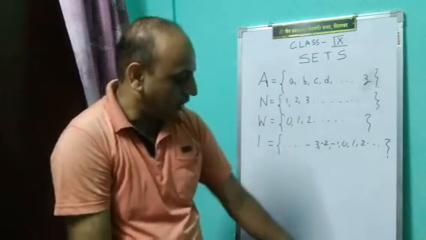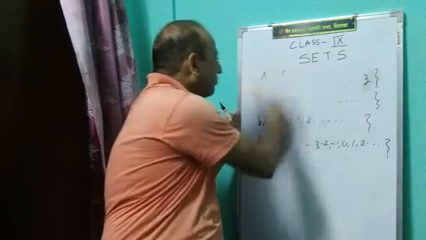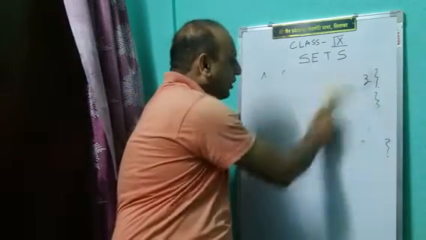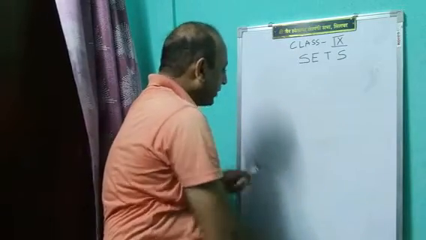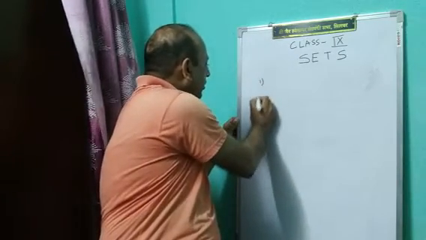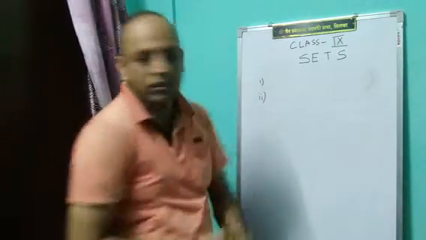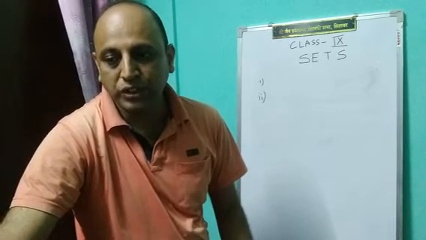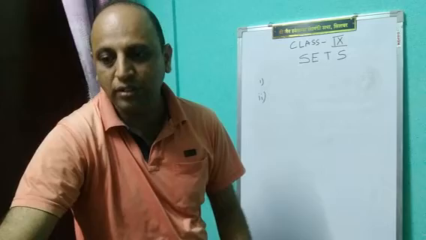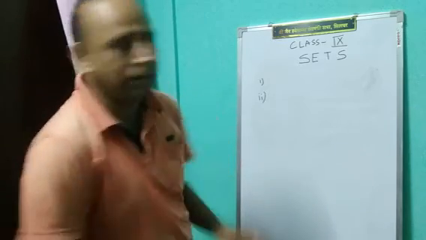There are two methods of writing set. Number one is listing method or roster method, as we have done it just now. Then rule method or set builder method.